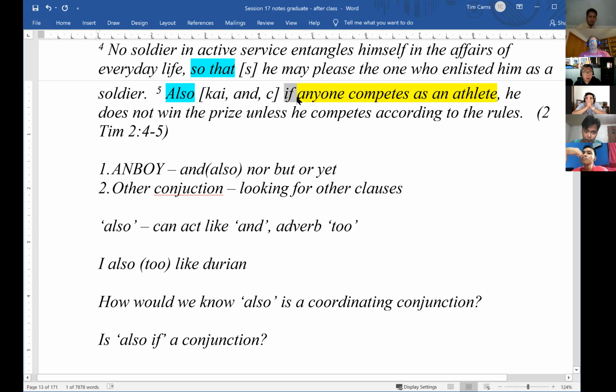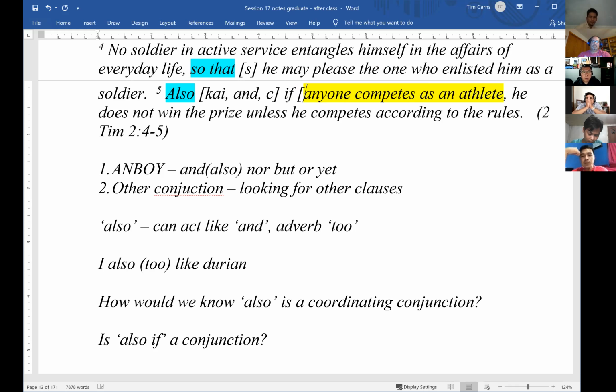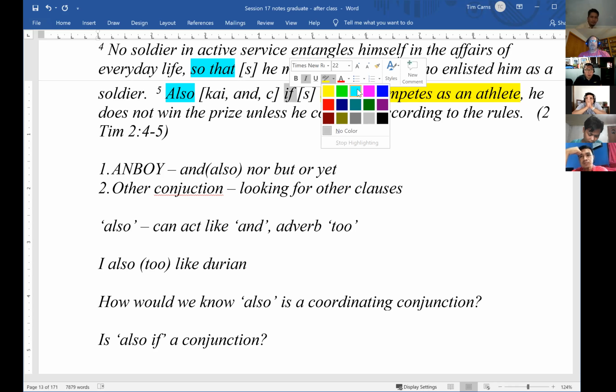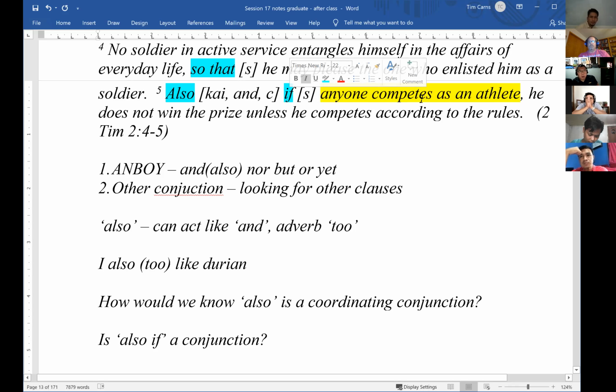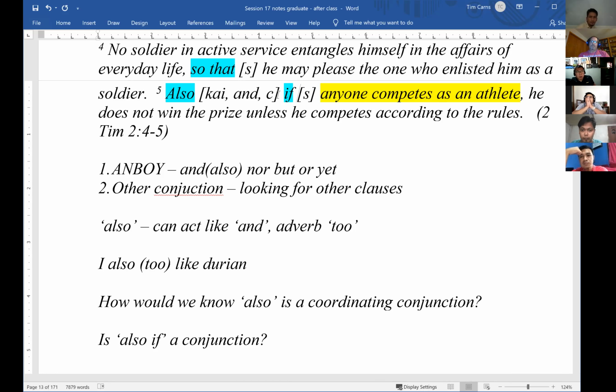And what kind of conjunction is it? It's subordinating. It's subordinating because it's not an "and boy." So that part I think makes a little sense. All right, if anyone competes as an athlete, okay, that's a clause. It's following this word "if." So "if" is either a relative pronoun or a conjunction. Well, I know it's not a relative pronoun because I memorized that list: who, whom, which, that. So the "if" must be a subordinating conjunction, because it's not an "and boy."